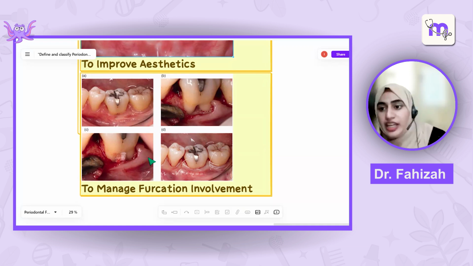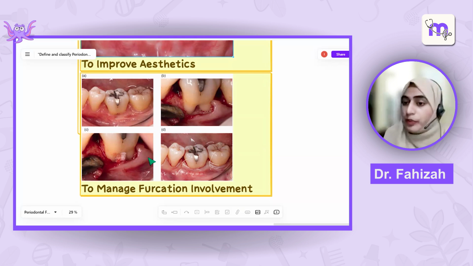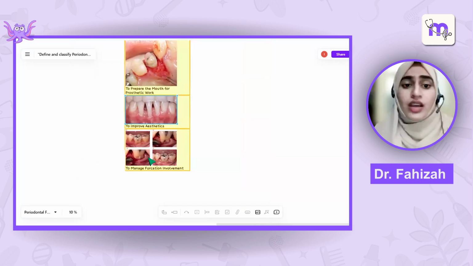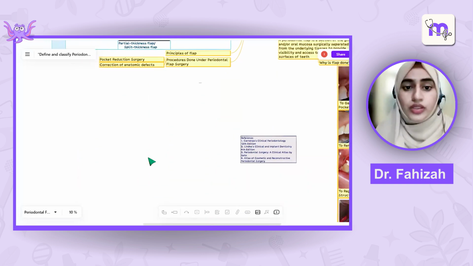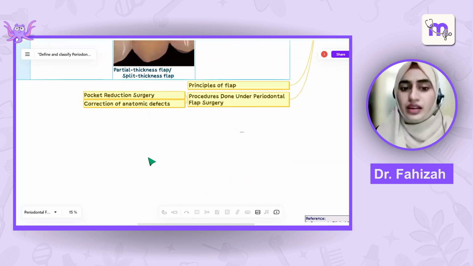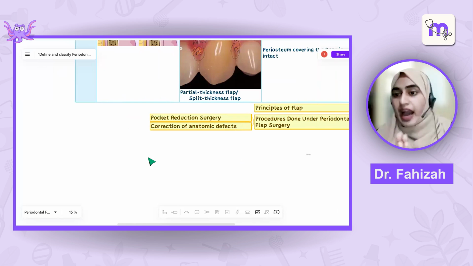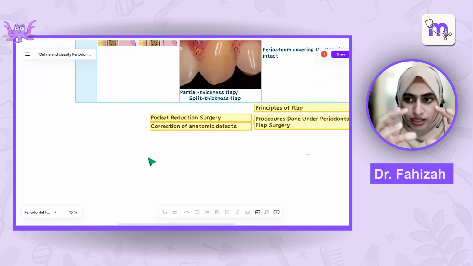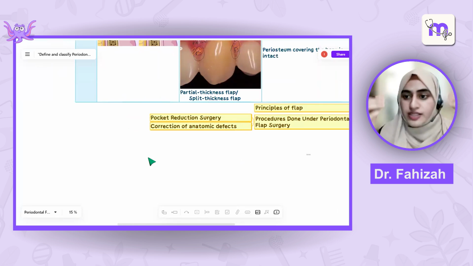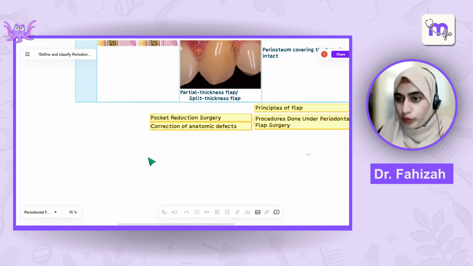So these are the different indications of flap surgery, where you're supposed to be doing these flap surgeries and where these periodontal flaps are elevated. So coming to the different procedures, mainly, this is just to make your concepts easier. I have divided them into two things.